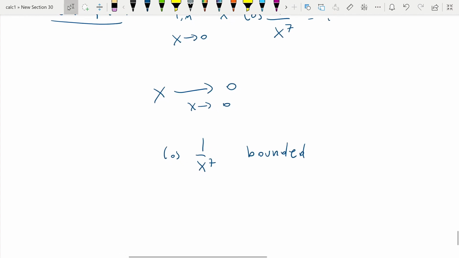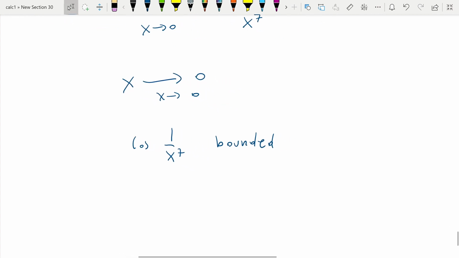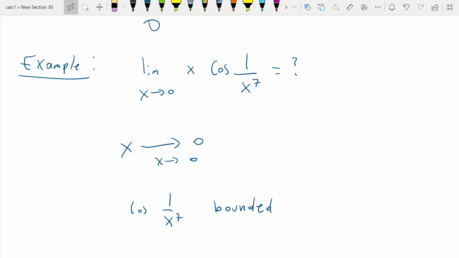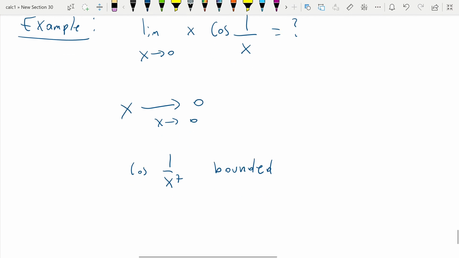Right? Cosine of 1 over x to the 7th is always bounded, because cosine of anything is bounded. So don't be confused when you see the exam and you see maybe a different power here, like 100, or some other complicated expression like cosine of 1 over sine of x. It doesn't matter what we put inside the cosine. Cosine is always bounded. Cosine may look complicated, but it doesn't matter.